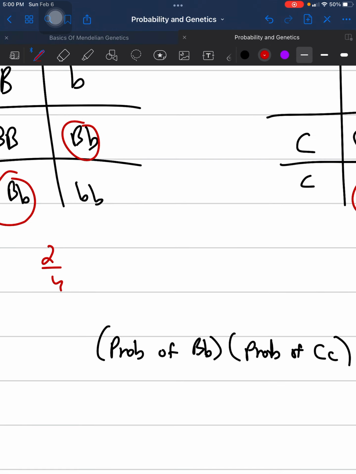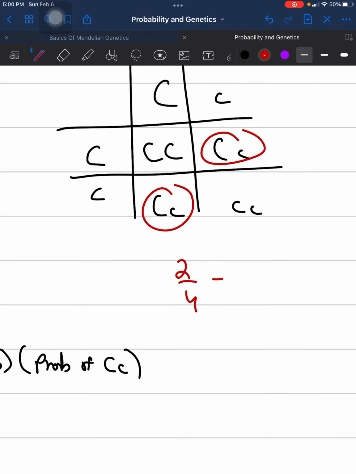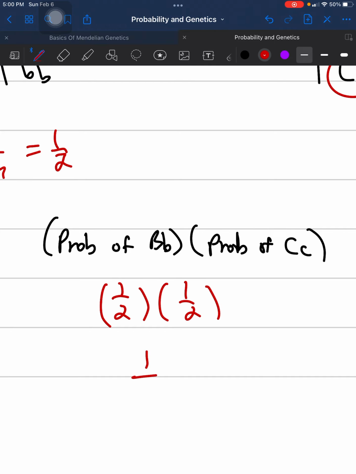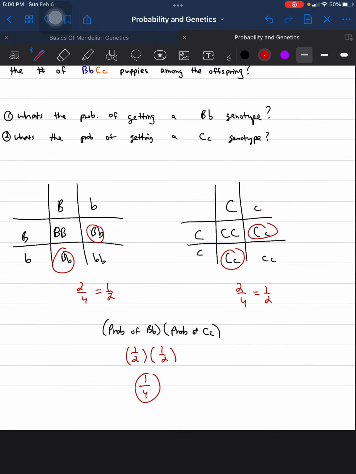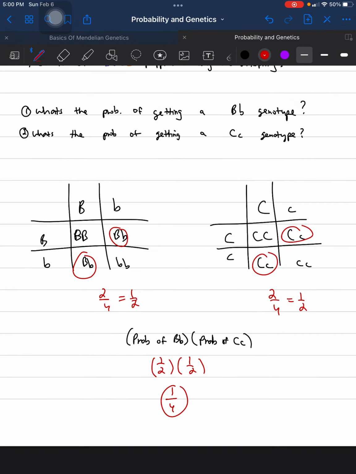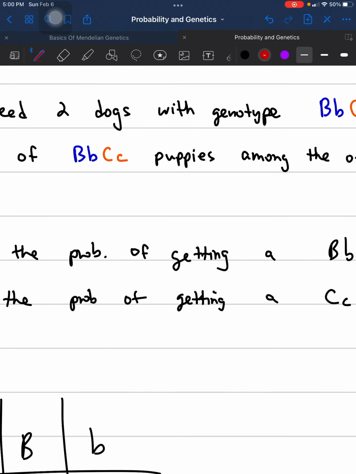And we already know 2/4 can be simplified to 1/2. So what we're basically multiplying is 1/2 times 1/2, and it gives us a probability of 1/4. So there's a 1/4 chance of the offspring having this genotype, heterozygous for both traits.